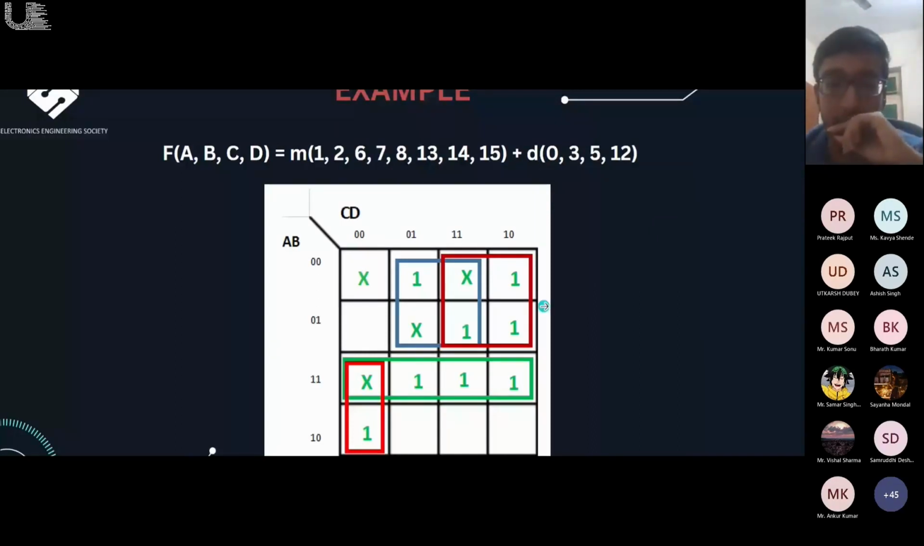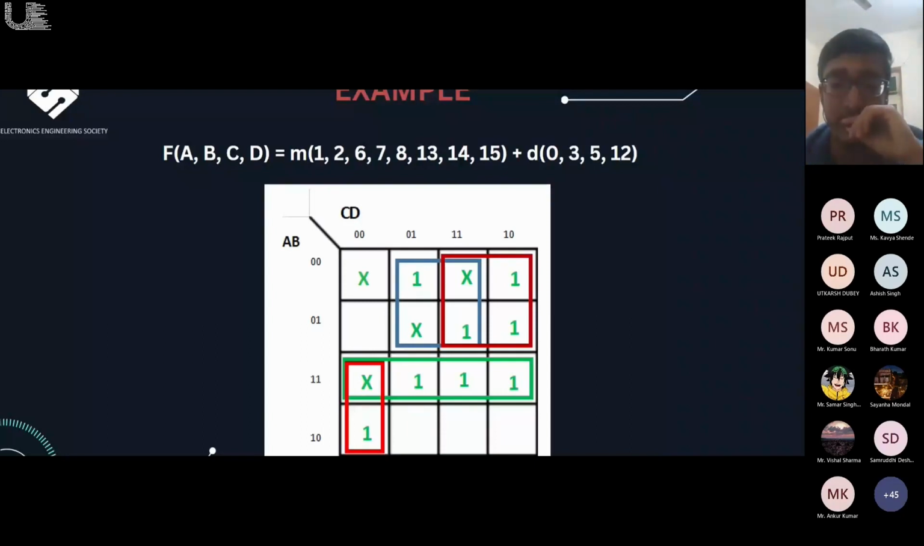Now, if you notice cell number 1, the first, the blue box, it is possible to make the blue box because we have that X, right? We have the X in 5. So including that X helps us in making a quad here, right? So therefore we make that quad.